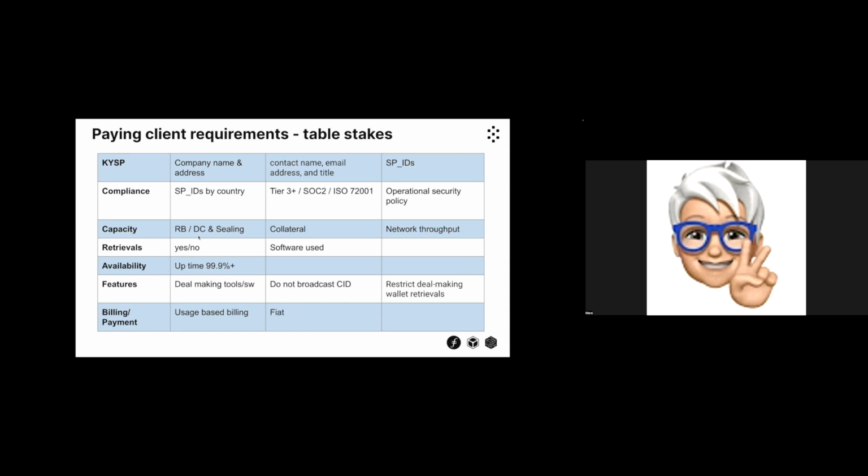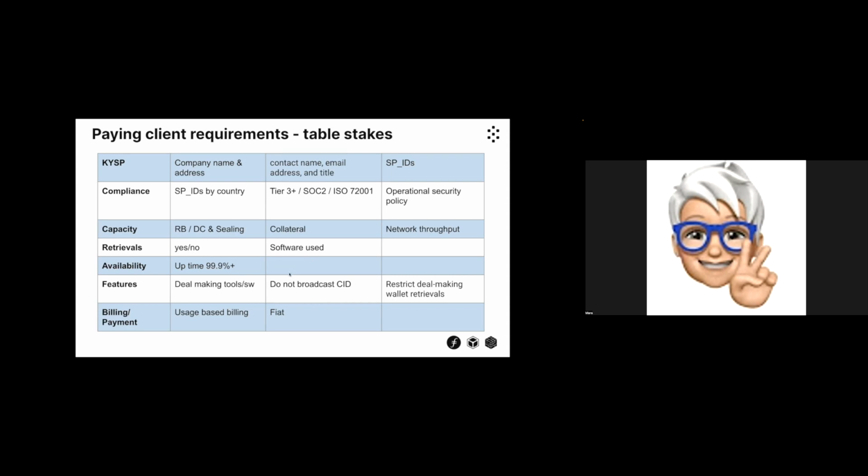Capacity, this is raw byte and data cap and ceiling numbers, availability, collateral. This is not necessarily that a client cares that you have collateral, they don't even know about collateral, but the question is really around the ability to respond to the capacity at hand, and network throughput. You know, how much can we send you and how quickly? Retrievals, yes or no? What software is used?